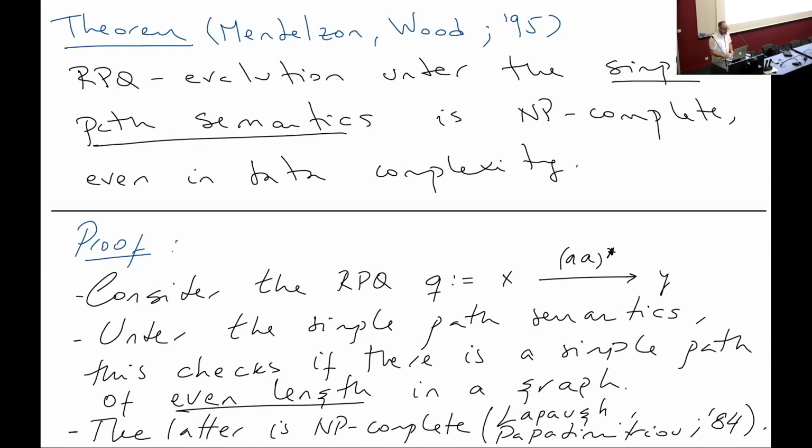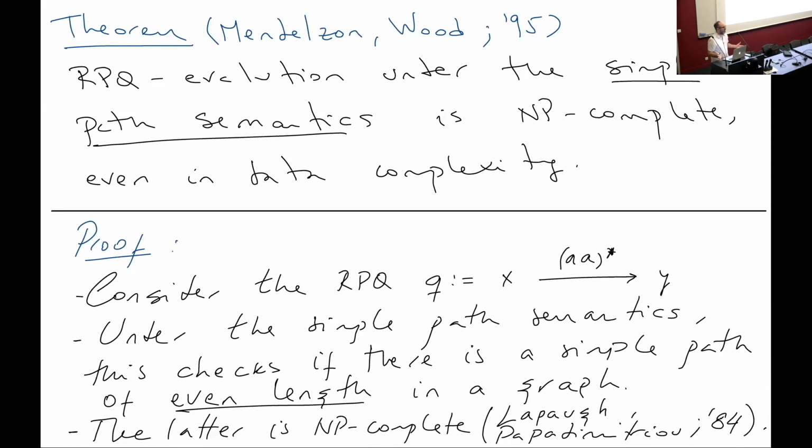So why is this the case? Consider this regular path query. And already for this regular path query, the problem will be complicated. You want to check whether there exists a simple path from some node S to some node T labeled AA star. So imagine that all edges are labeled A. What are you checking here? You're checking whether there exists a simple path of even length in a graph from node S to T. And this problem is NP-complete.